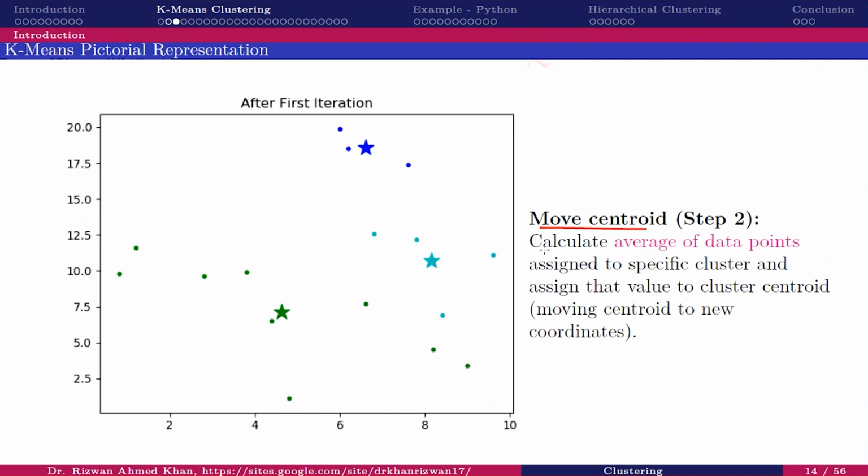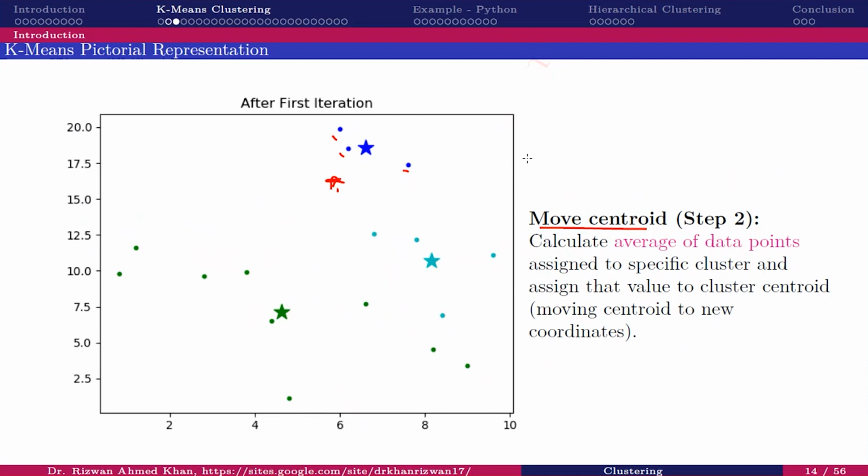So it will calculate the average of the data points assigned to a specific cluster and assign that value to the cluster centroid. Remember, we initialized this centroid randomly. So probably this blue point was over here, and after the first step, these three data points were assigned to this cluster centroid. So the move centroid step will calculate the average of all the data points assigned to that cluster, and based on that average it will move the centroid to that point or to that value, right?